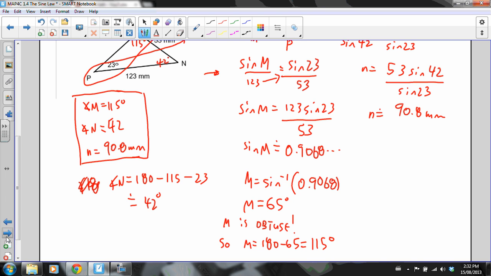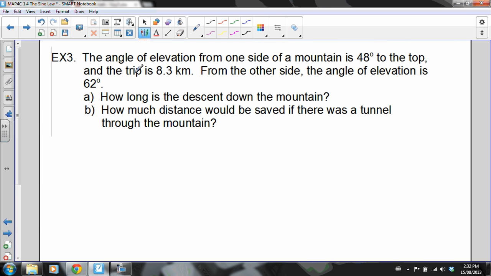I think example 3 is probably one of these real-life applications. Yes, and indeed it is. The angle of elevation from one side of a mountain is 48 degrees to the top, and the trip is 8.3 kilometers. From the other side, the angle of elevation is 62 degrees. Okay, well, let's draw a diagram. That's the first step.